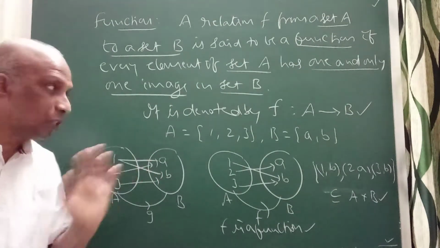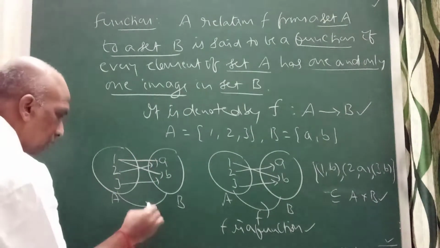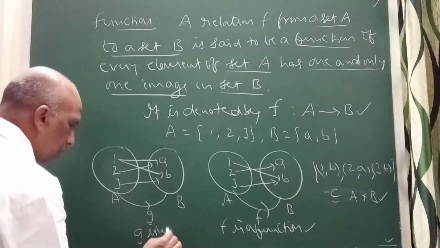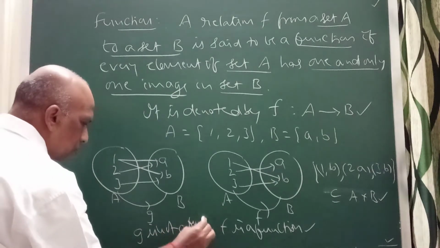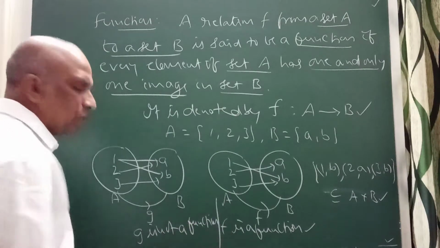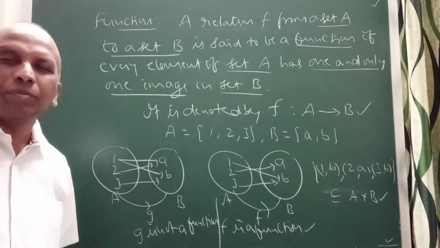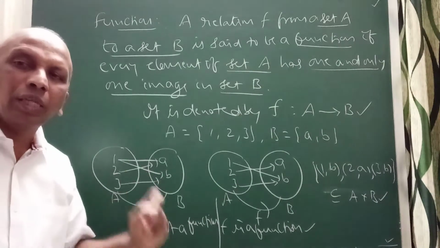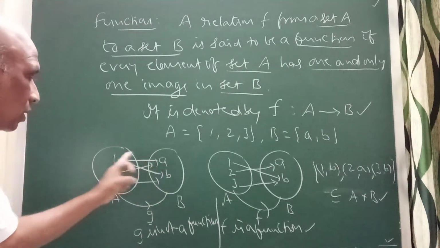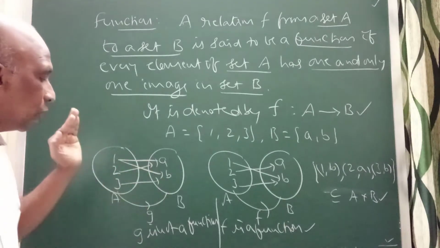So F is not a function. G is not a function. The reason is that here 1 has 2 images. Since 1 has two images, image A and image B, it is not a function.